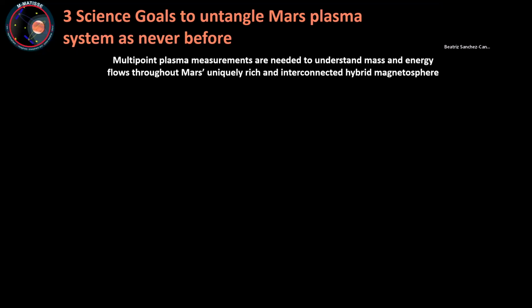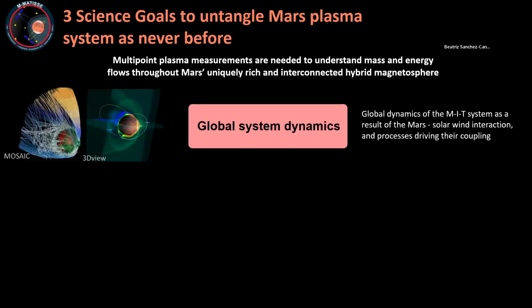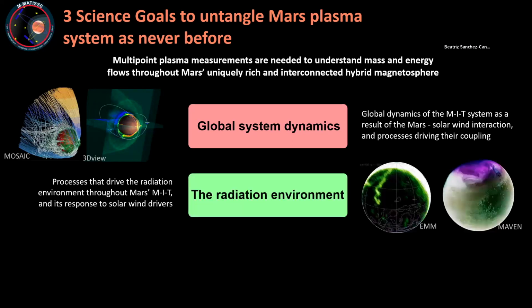So we have 3 goals, which I will develop now one by one. Just as I said before, the first is to understand this MIT coupling. So the first goal is focusing on the system as a whole. This is really global dynamics from the surface of the planet up to full space, covering the whole system. I've put in here 2 examples of simulations, and we will see that in more detail now. You can see that this is much more complex than you can expect from the beginning.